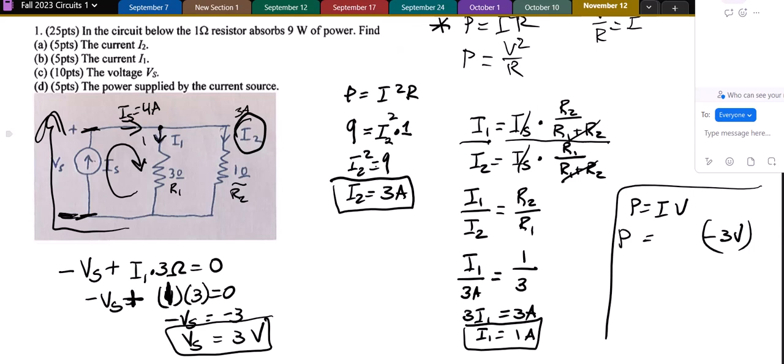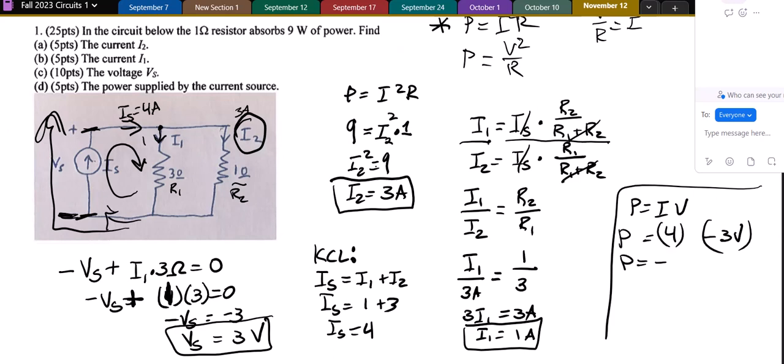I kind of did it informally before, but if I look at this node and I do KCL at that node, current in has to equal current out, so IS has to equal I1 plus I2, or IS has to equal 1 plus 3, or IS has to equal 4. And IS is entering into this side, and so that's 4. So the power is 4 times negative 3, or negative 12 watts.